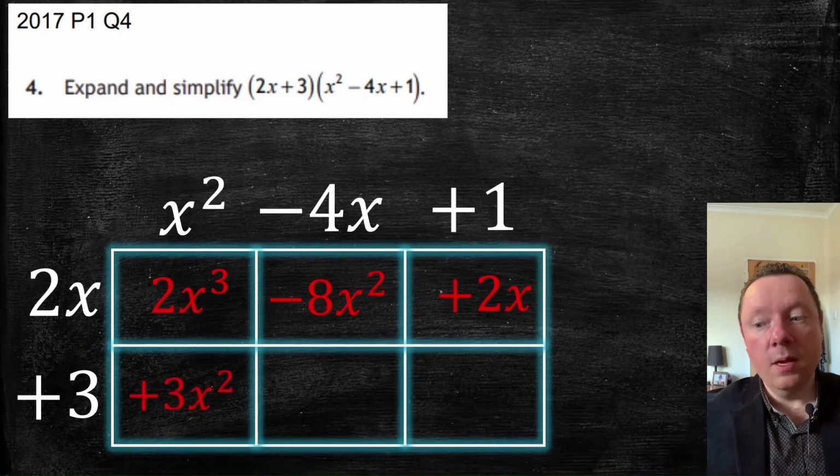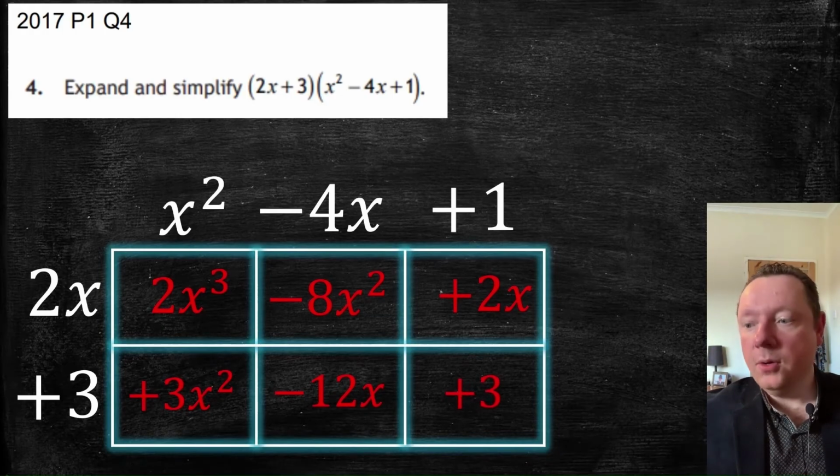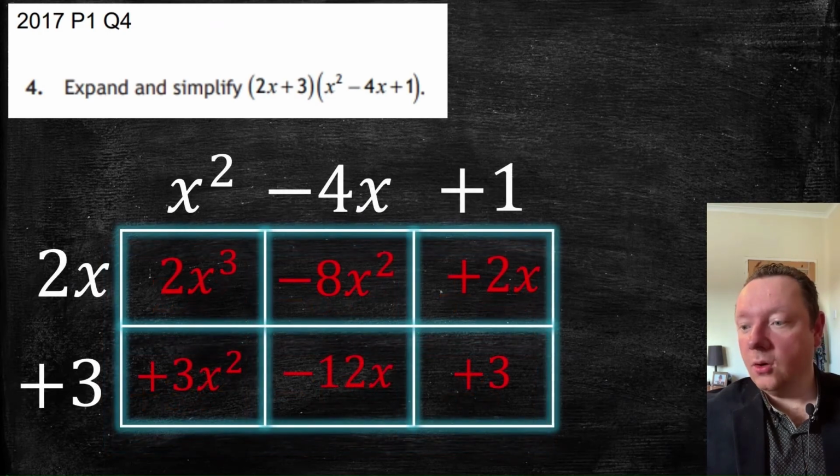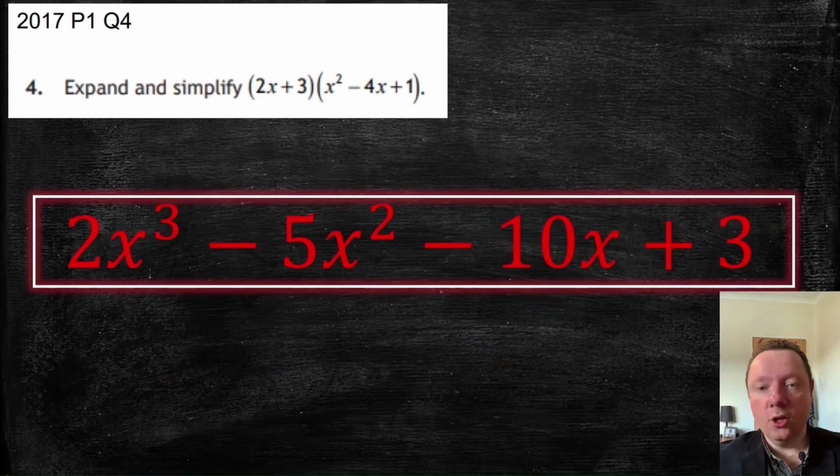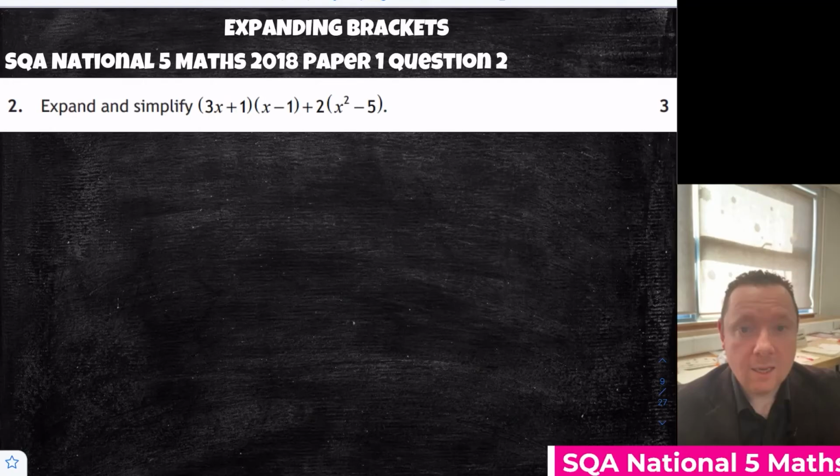And then the bottom, 3x squared minus 12x plus 3. Putting it all together, so our x squared terms becomes minus 5x squared, and our x term becomes minus 10x. So our final answer is 2x cubed minus 5x squared minus 10x and 3.